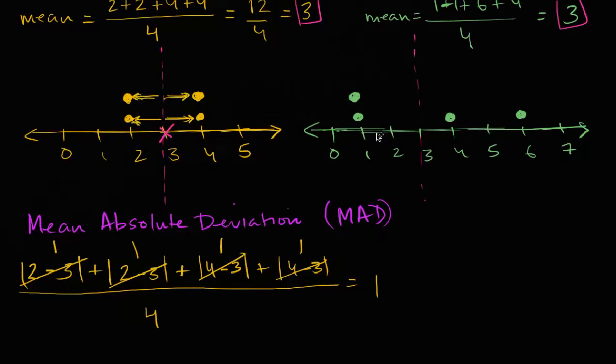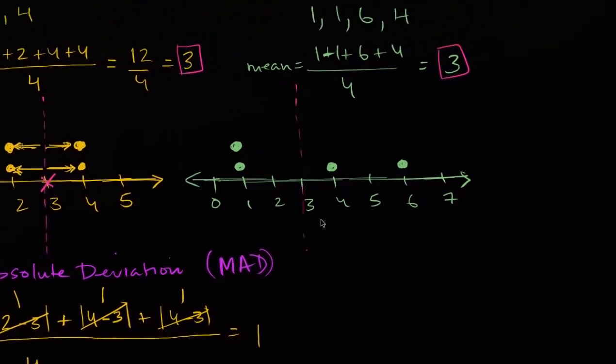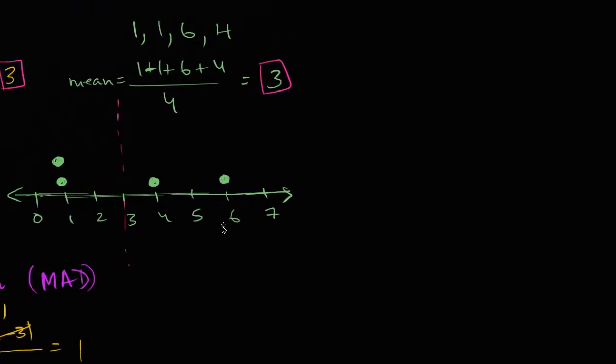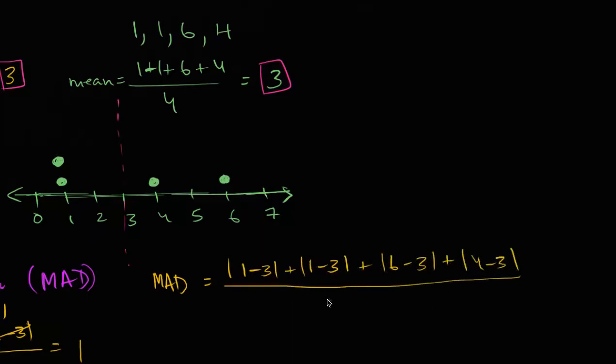Now let's see what results we get for this data set right over here. Let me actually get some space over here. And at any point, if you get inspired, I encourage you to calculate the mean absolute deviation on your own. So let's calculate it. The mean absolute deviation here, I'll write MAD, is going to be equal to, well, let's figure out the absolute deviation of each of these points from the mean. So it's the absolute value of 1 minus 3, that's this first one, plus the absolute value of 1 minus 3, that's the second one, and then plus the absolute value of 6 minus 3, that's the 6, and then we have the 4, plus the absolute value of 4 minus 3, and then we have 4 points.